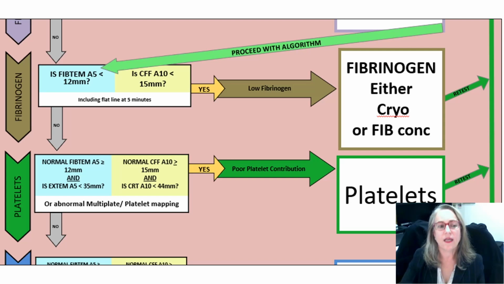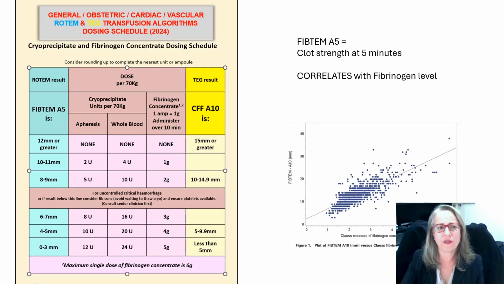As well, if your fibrinogen is then normal, you will look at your platelets, and you might do some further platelet testing, but these show criteria that make you think platelets. In the presence of a normal fibrinogen, then you can start looking at platelets.